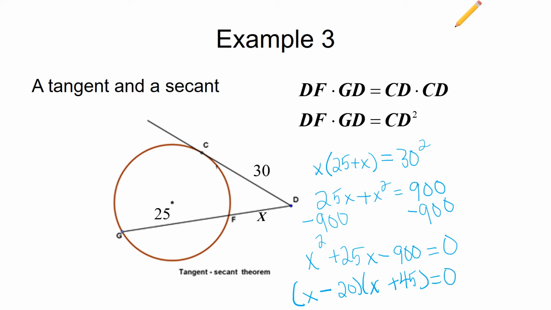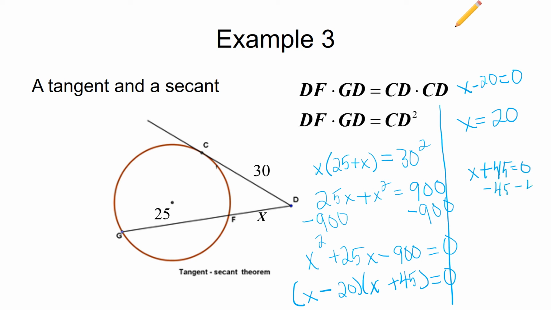So when I set these two equal to 0, I'm going to start the next part up here. I set my first factor, x minus 20, equal to 0, giving me x is equal to a positive 20. And then my second factor, x plus 45 equal to 0. If I subtract, that's going to give me a negative distance right here. So technically we have two answers from our factors, but my only answer that makes sense in the context of this picture is x is equal to 20, which should be my answer.